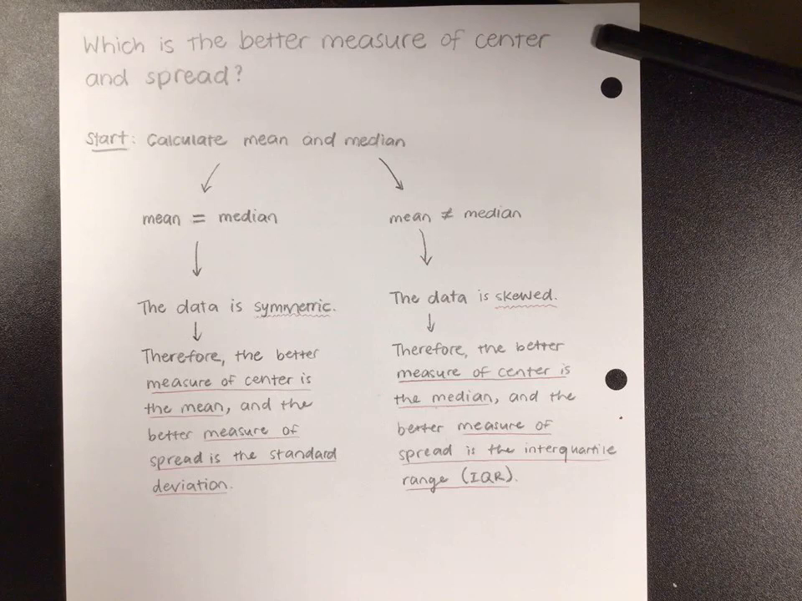If the data is symmetric, over here on the left side, the better measure of center is the mean, and the better measure of spread is the standard deviation. If the data is skewed, the better measure of center is the median, and the better measure of spread is the interquartile range. You can figure that out just by knowing if the data is symmetric or skewed. And you can tell based on the picture of the distribution if you have it, or by calculating the mean and the median. So let's go back to our worksheet.